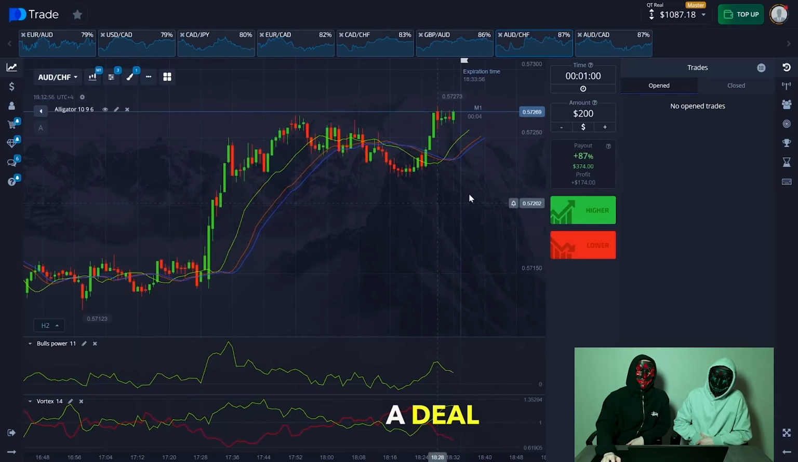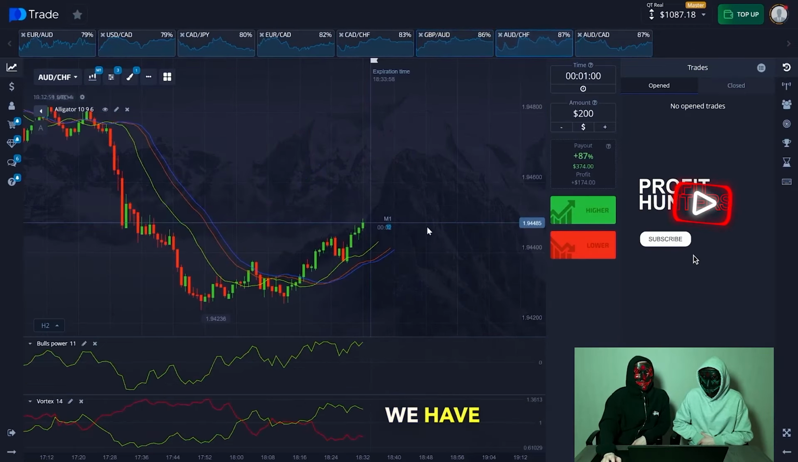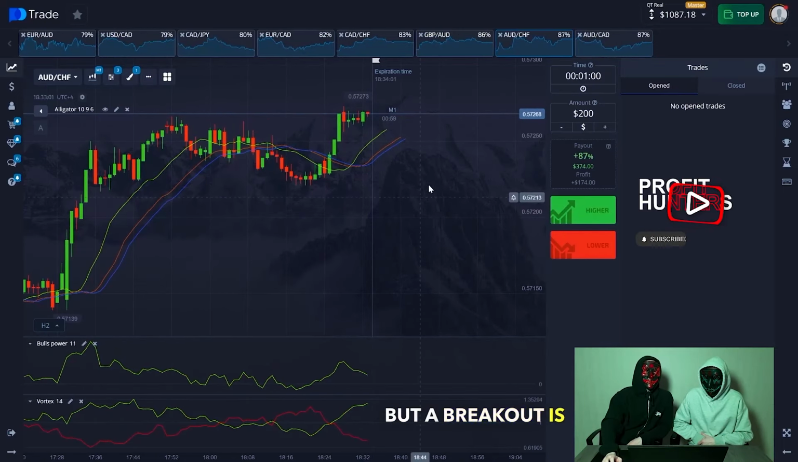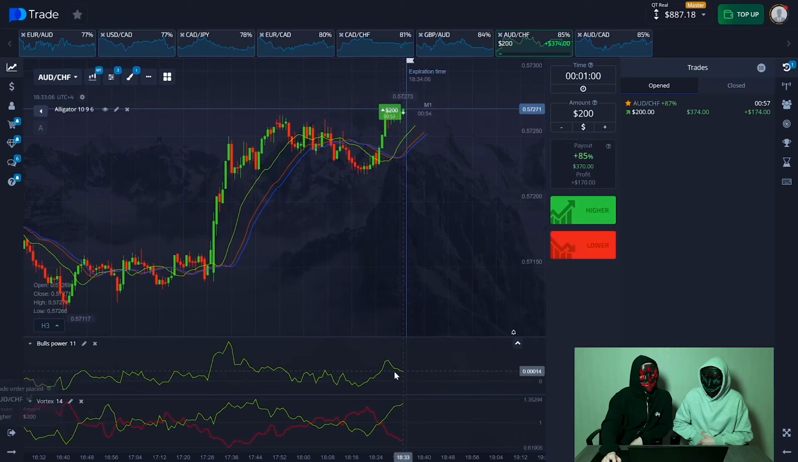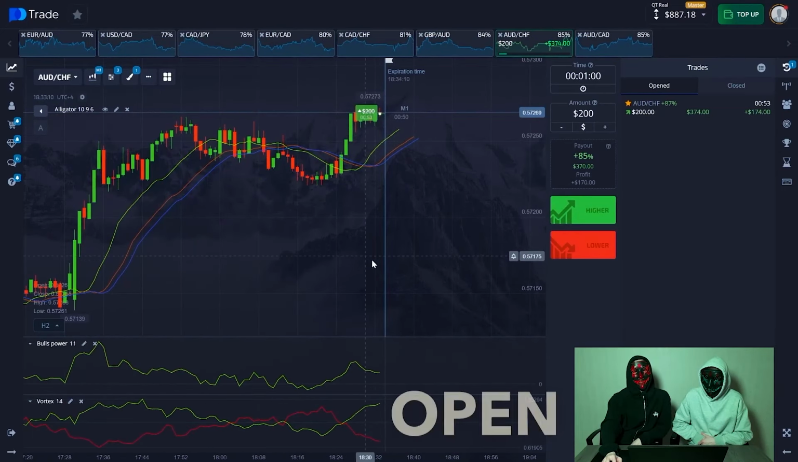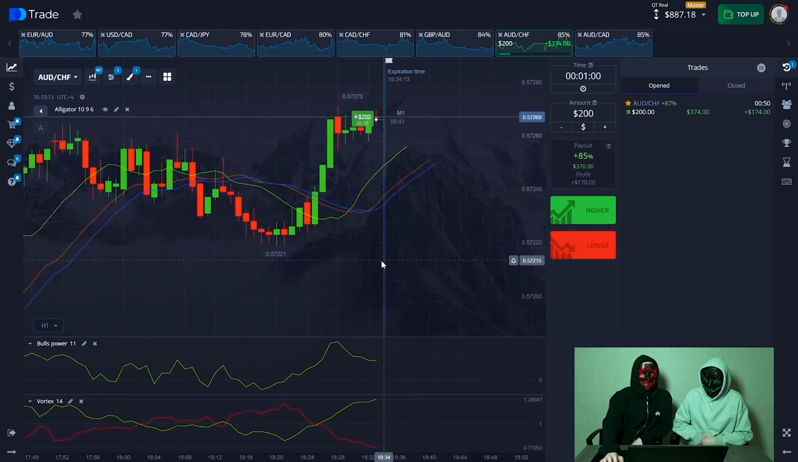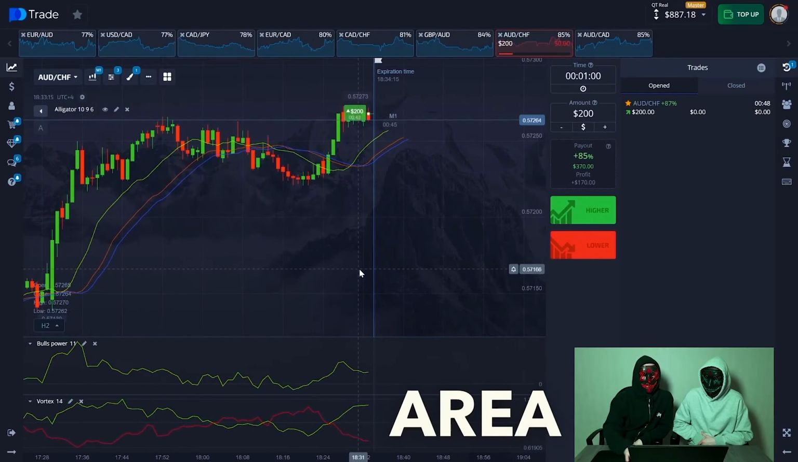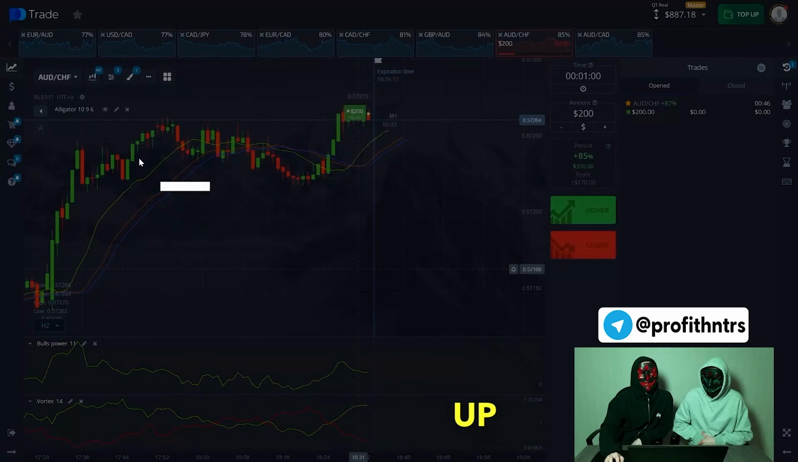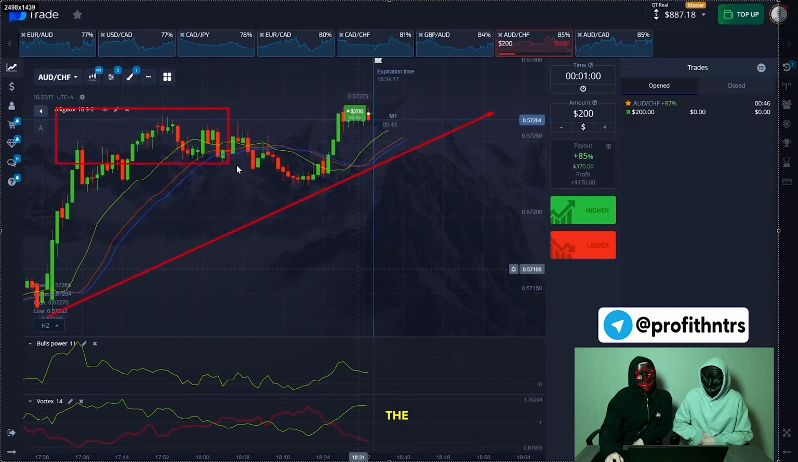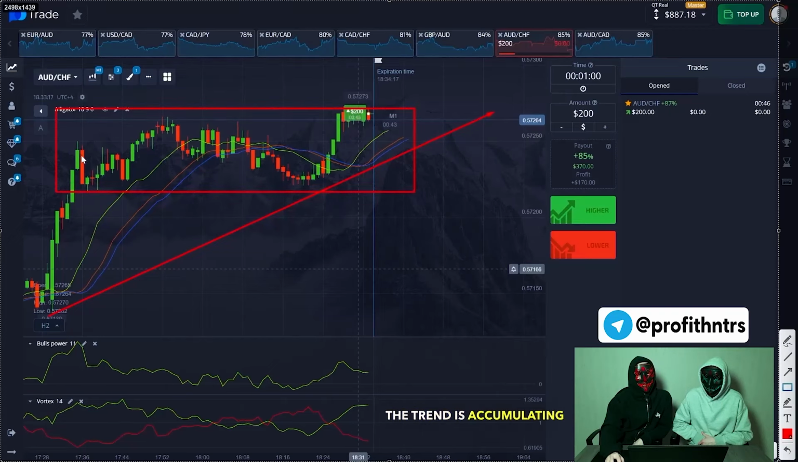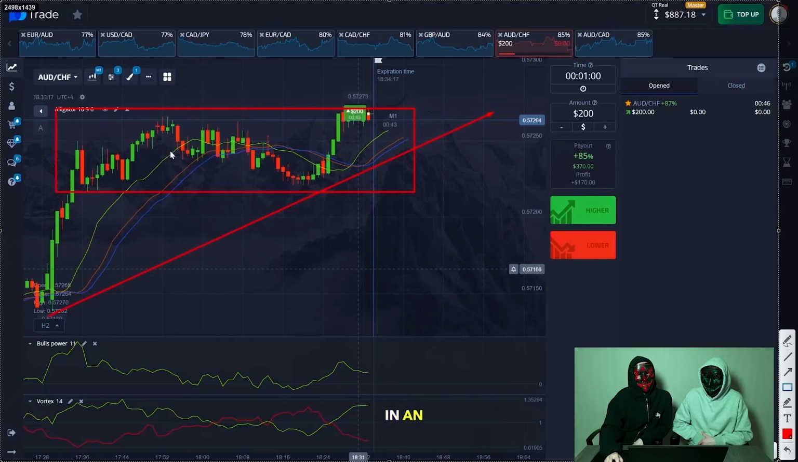So let's open a deal for a rise here. Right now we have a risky peak point, but a breakout is happening. I'll open on the trend. Look, the breakout is happening in this area, meaning our main situation was going up. Yes, that means everything we have is going up. Here is where we are consolidating. That is, in this rectangle, the trend is accumulating, but we still believe in an upward breakout.